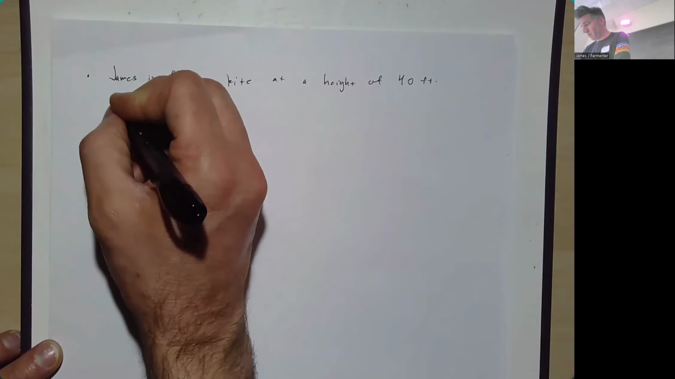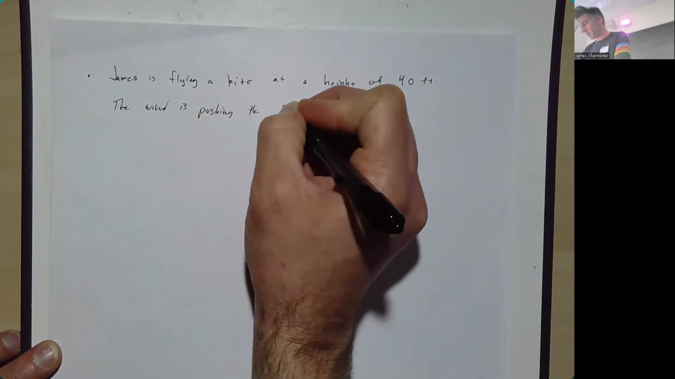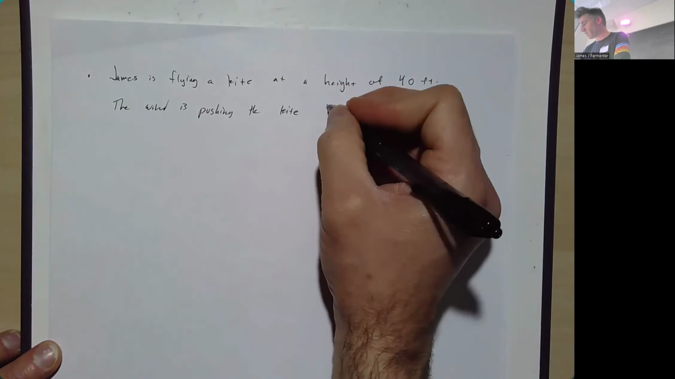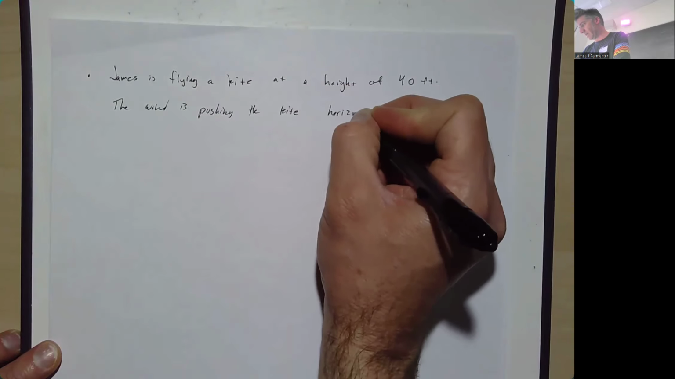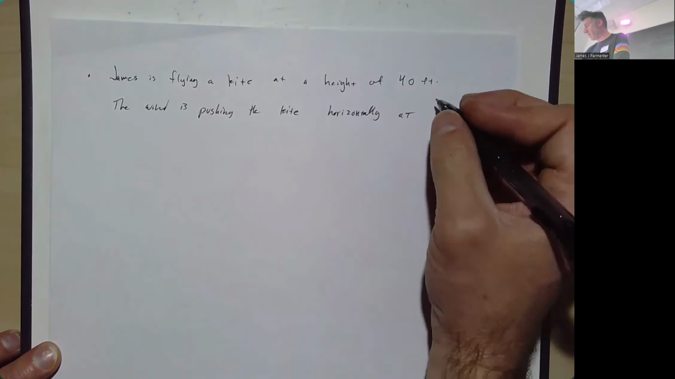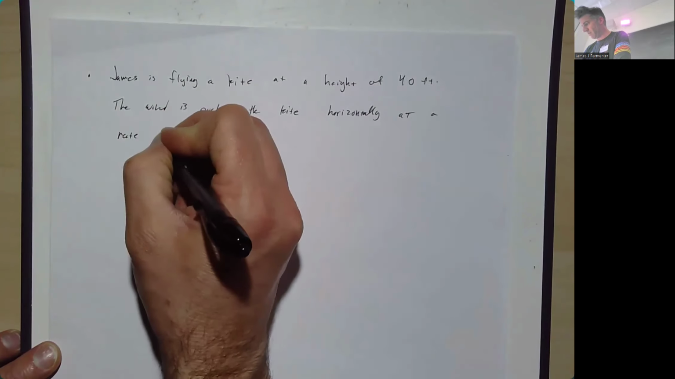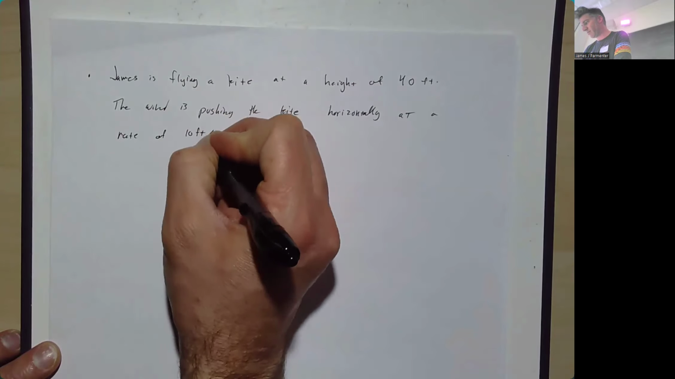The wind is pushing the kite horizontally, so not up or down, maintaining the same elevation at a rate of 10 feet per second. It seems pretty fast. I think it's not that fast.